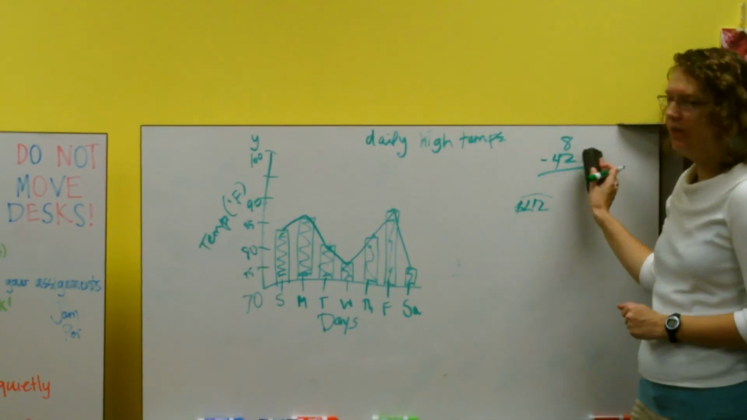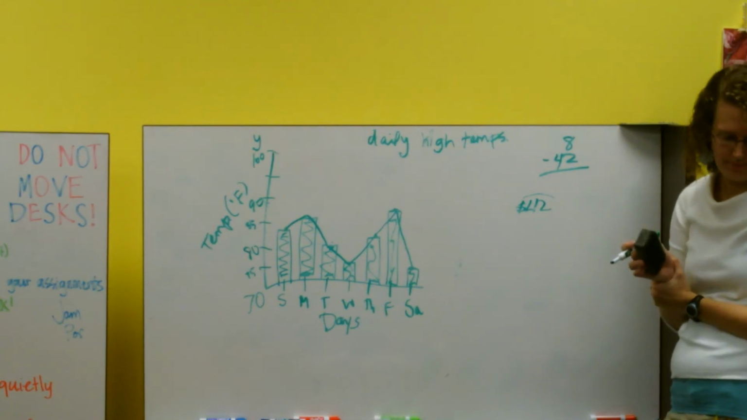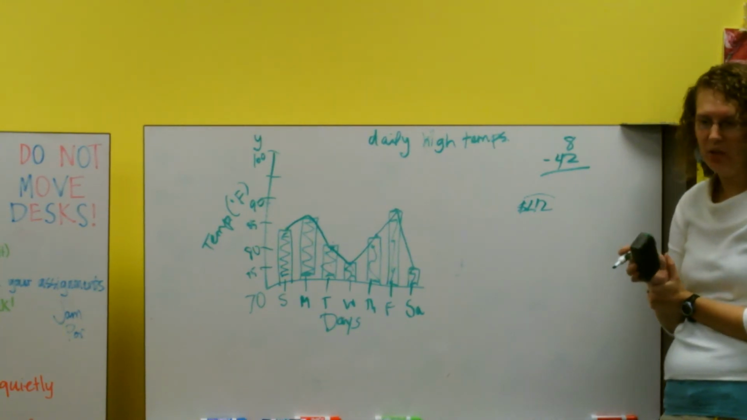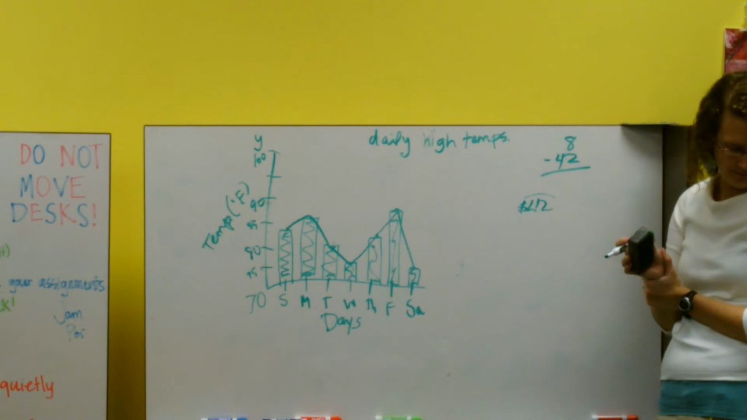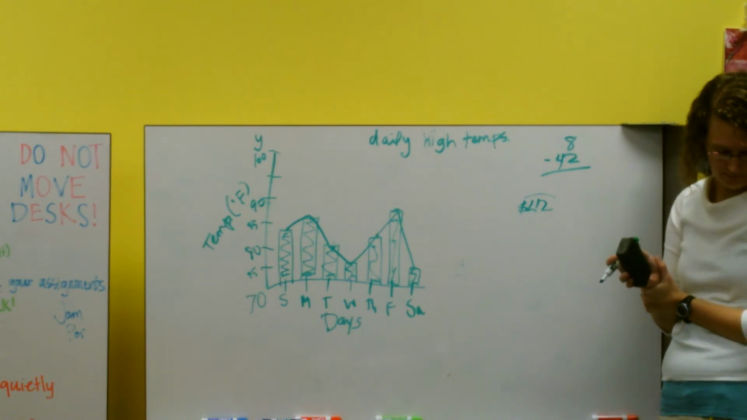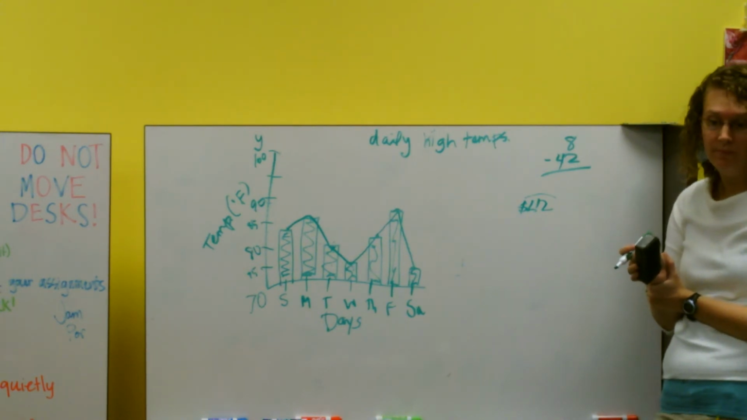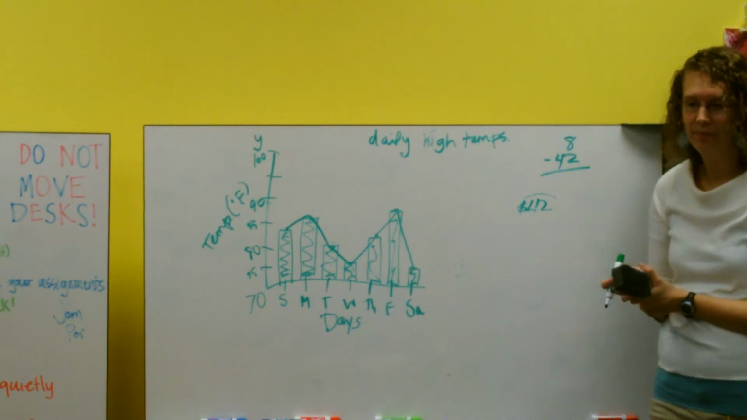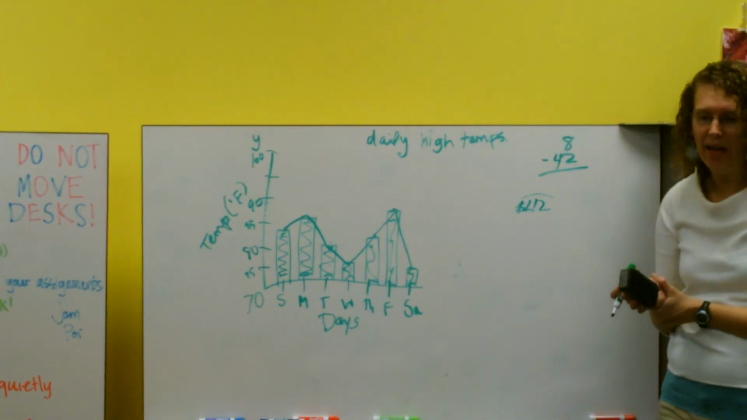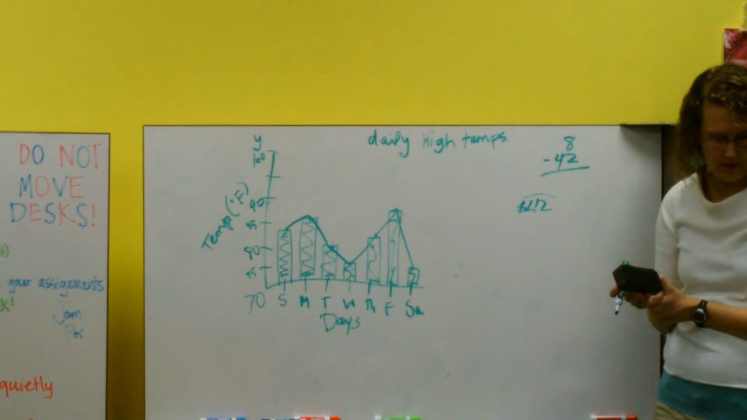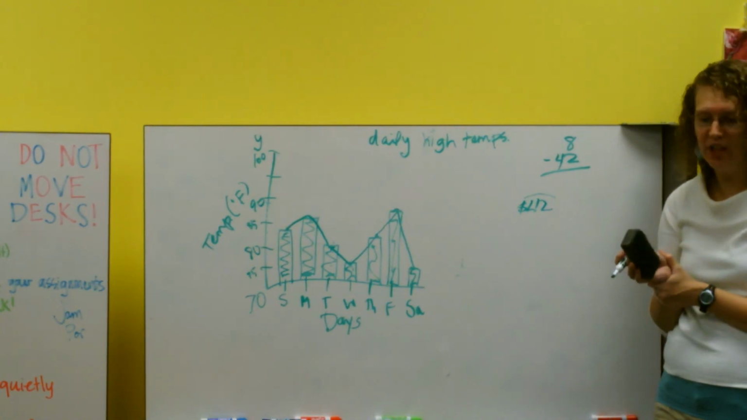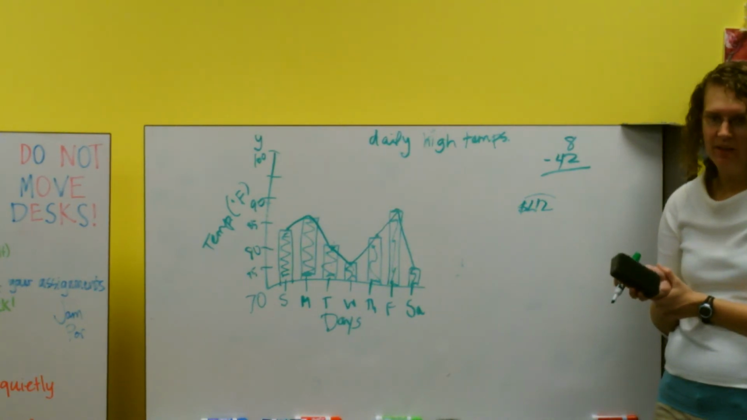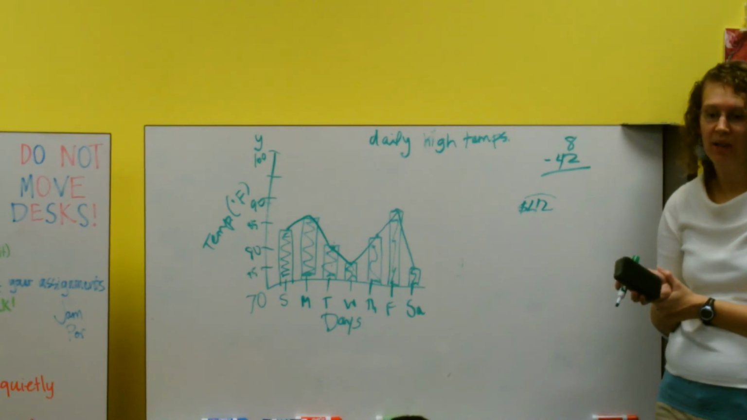Okay, 42. Where did 8 come from? You've got to tell me where you got it from. How did you figure it out in the pie? I need you to tell me how you figured it out in the pie.